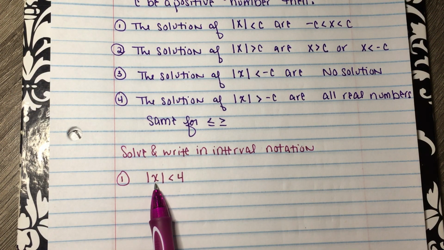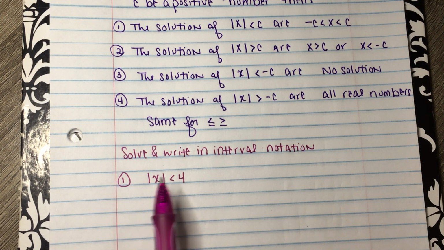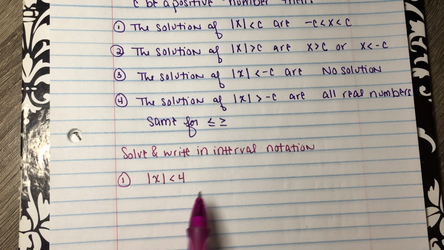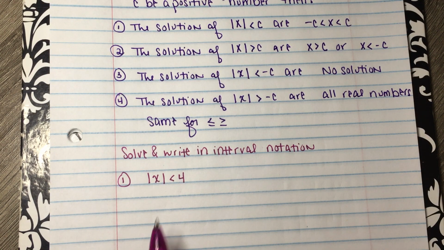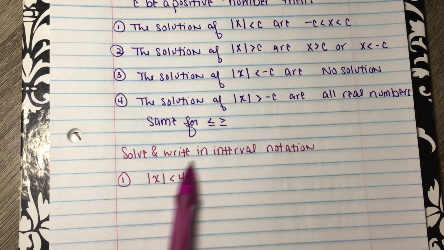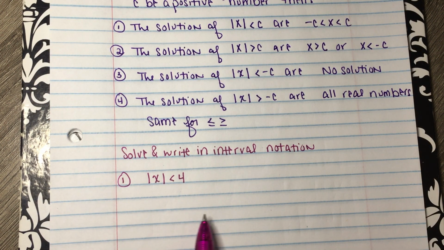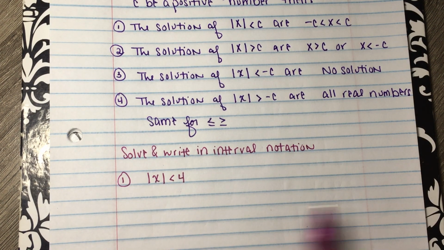If I plug -1 in, I have the absolute value signs. It's a +1. +1 is less than 4. If I plug -3 in, I have my absolute value signs, and that is also less than 4. So -1 works, -3 works. But when I go to something like -5, and I plug -5 in and do the absolute value sign, it comes out +5, and that's not less than 4. So -5 is not a solution. Any number less than -4 is not a solution, and any number greater than 4 is not a solution.